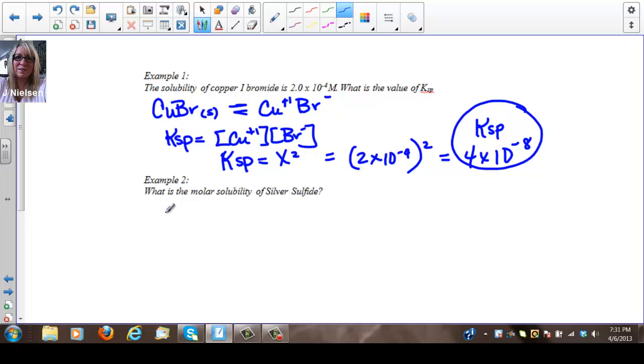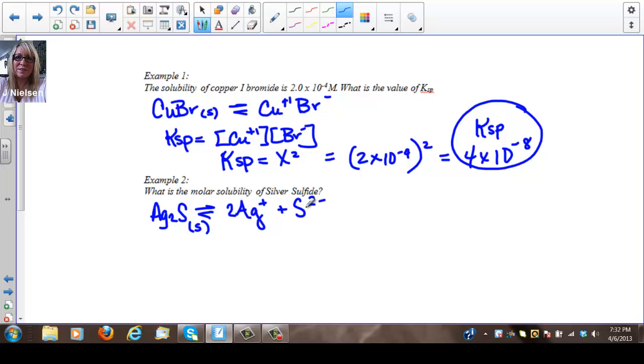What is the molar solubility of silver sulfide? So silver sulfide is Ag2S. So I write my reaction. This is a solid. So I've got 2Ag+ and S2-.